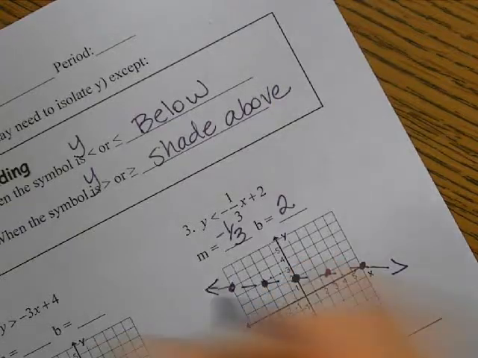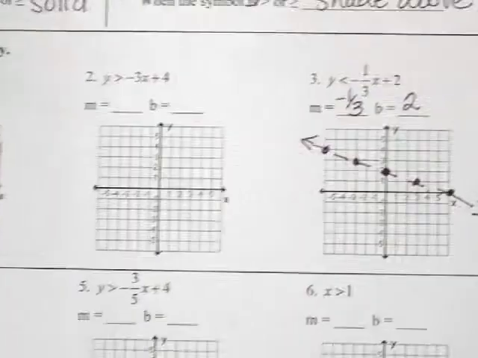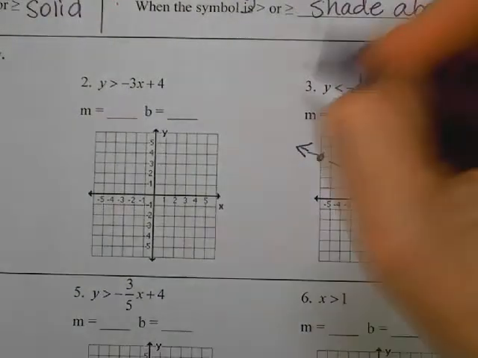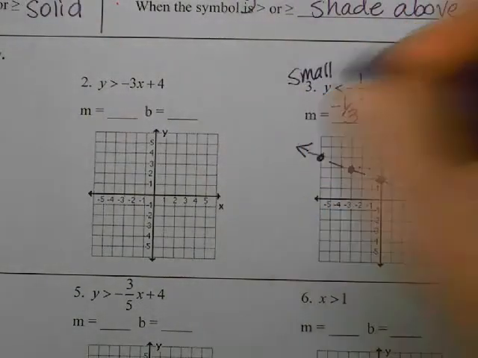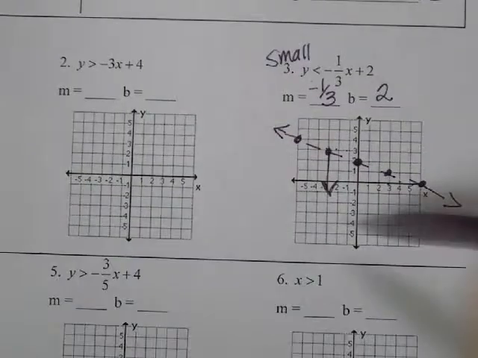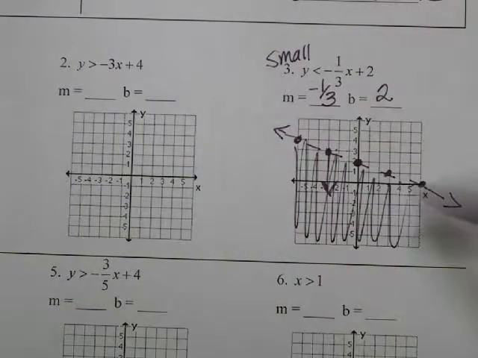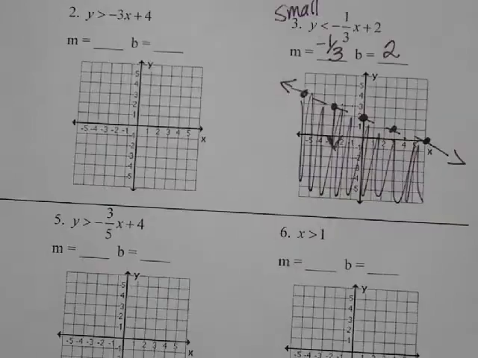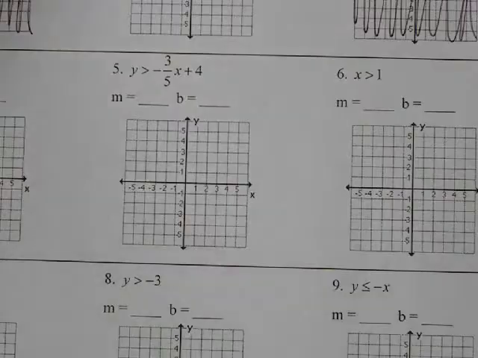I'm not great at drawing dotted lines. I try my hardest. And then, is y on the big side or the small side? Once again, y is on the small side, so I'm going to draw a line from one of the dots and arrow down, and that's the side that I shade on. Okay, easy enough? Okay, let's look at number 8.